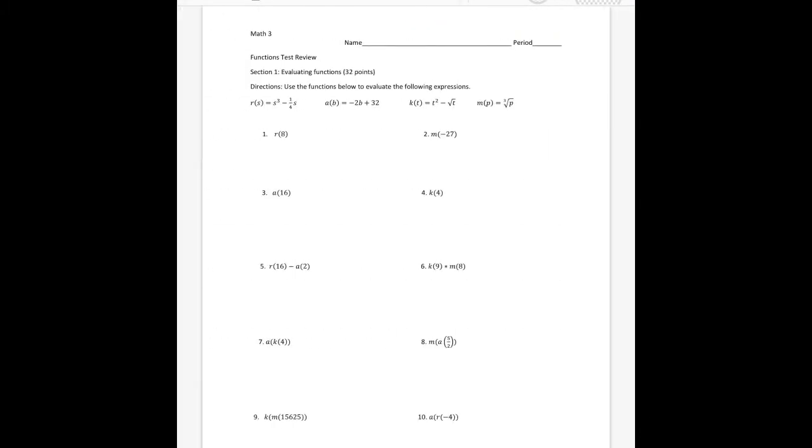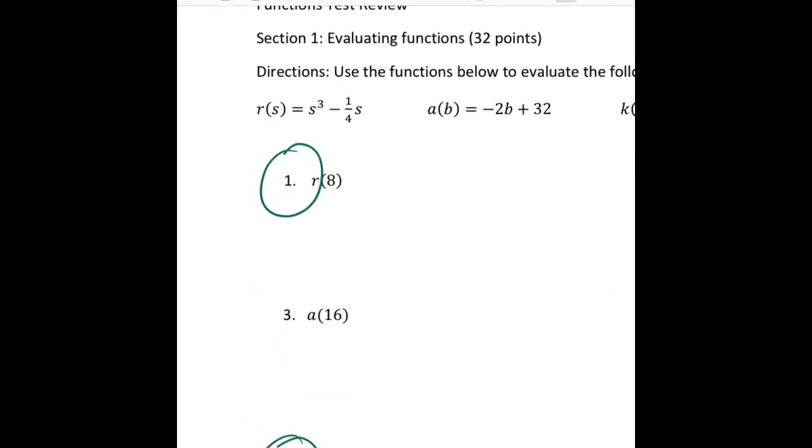So this is the test review. I'm just going to go through some of them. I'm not actually going to do all the problems because most of them are pretty repetitive. But I'll, for example, do number 1, number 5, and number 7, just so you can get an idea of how to do the pages and stuff like that.